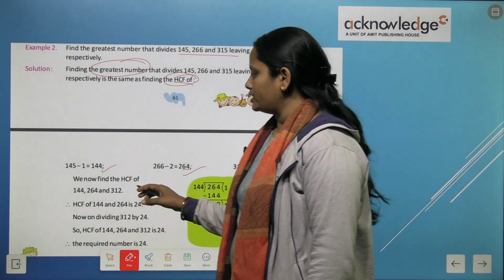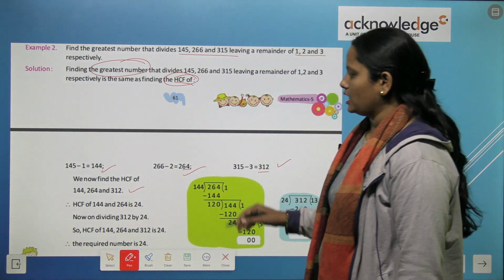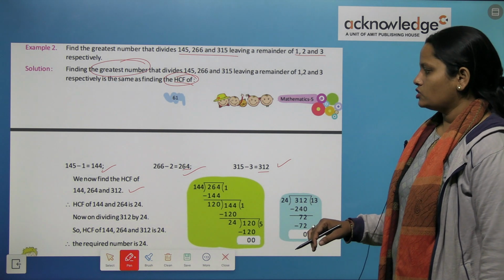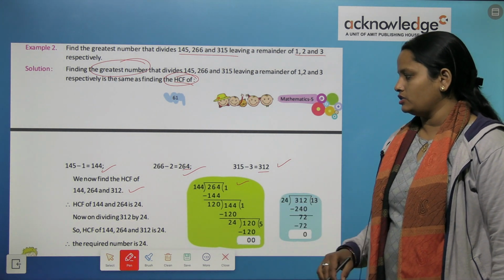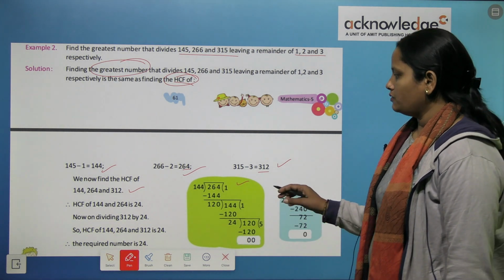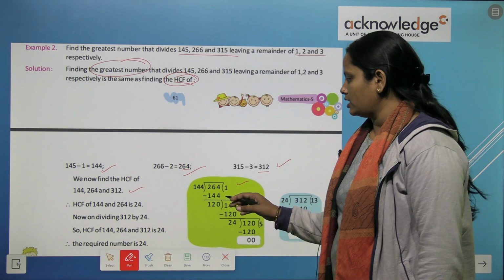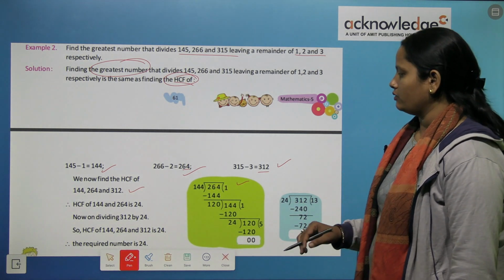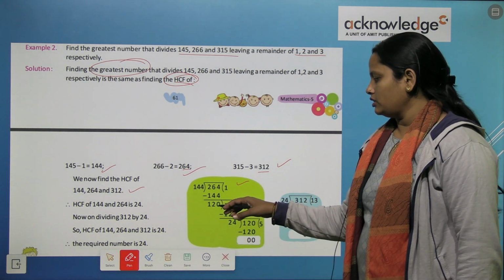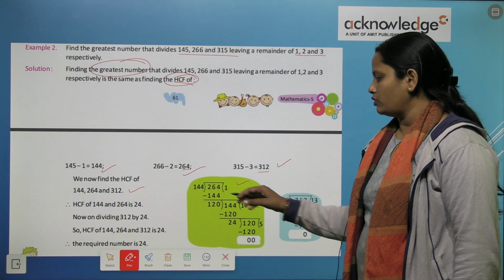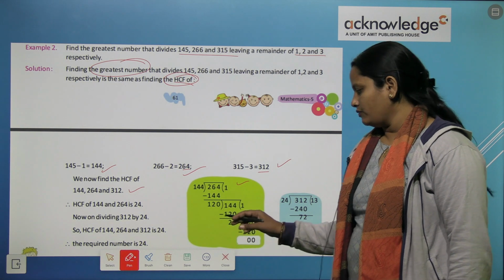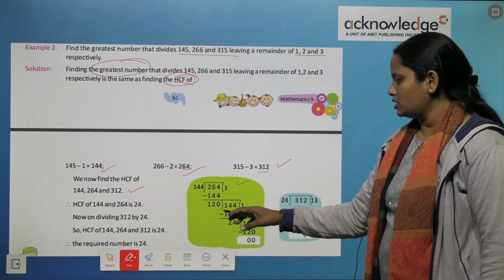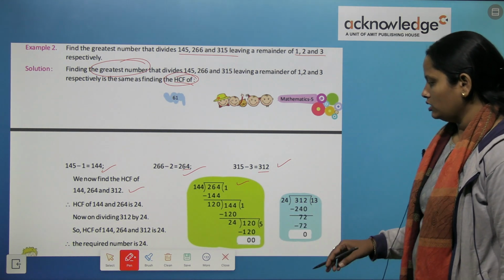Now we find the HCF of these numbers. जो numbers आए हैं अब इनका HCF निकालेंगे. So let's see how. Let's use this division method. Division method से हम इसका HCF निकाल रहे हैं. So when we divide 264 by 144, we get 1. Now again this 144 will be divided by 120. Now again this 120 is divided by 24.